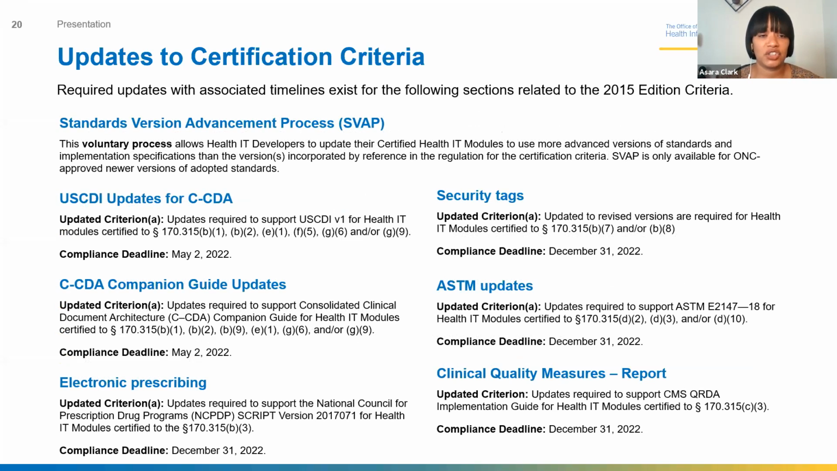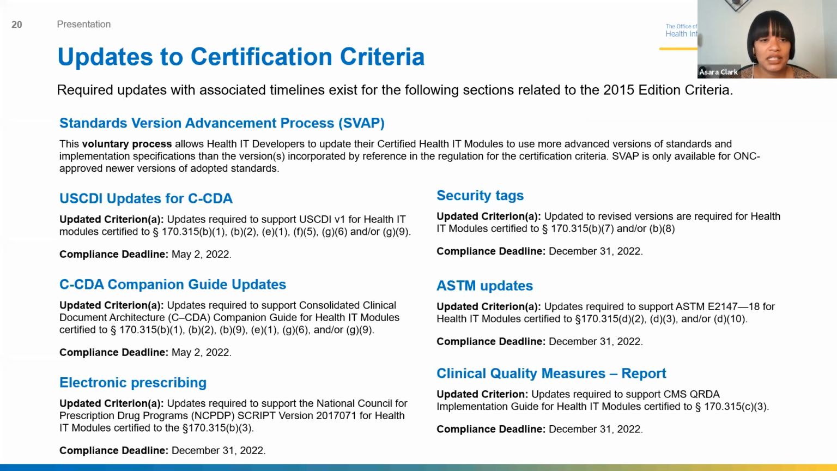Now, these are the updates to certification criteria that are required. I'm not going to go through every single one of them, but each of these here are required updates with associated timelines, and the actual timelines and the required certification criteria vary across these updates. So submission deadlines might be different. The applicable 2015 edition certification criteria might be different. But just in a nutshell, at a high level, you have the standards version advancement process, which is the flexibility that we have for you to update your certified health IT to newer versions of standards approved by the National Coordinator. I'm going to talk a little bit more about this later on in the presentation.